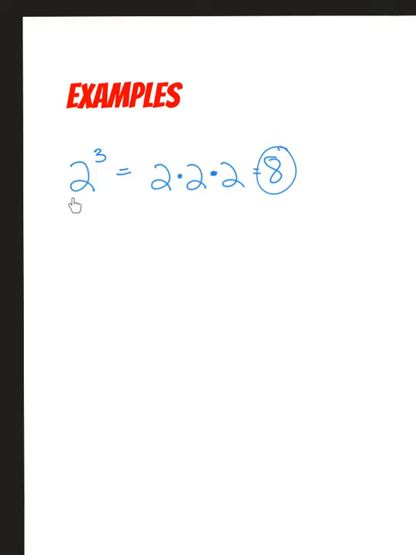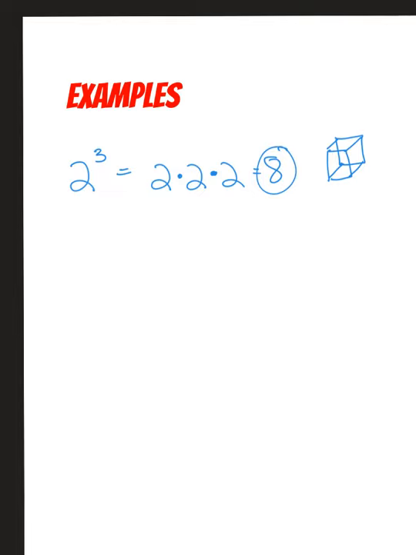So this is 2 to the power of 3, or 2 cubed is another way that you can say that. The reason that we say cubed for the power of 3 is that it's like three-dimensional, like a cube. I just wanted to show off my fancy cube skills.